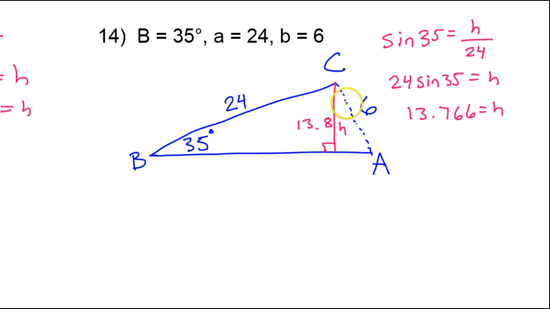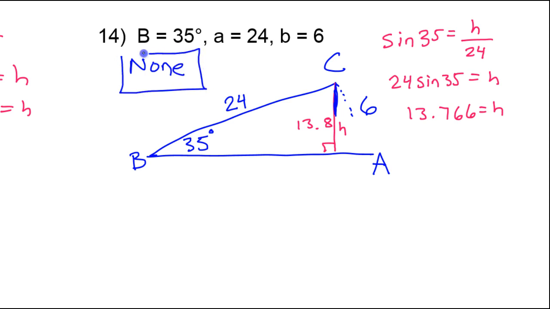Is this swing side long enough to reach? And we see that the answer is no. The swing side is not long enough to reach. The swing side is only a length of 6, while the height is 13.8. So there's no way this tiny little 6 is going to reach all the way and form a triangle. Even if we put it straight down, which will come the closest, 6 is less than half of this. So if I try to stretch this 6 down, it's only going to go less than halfway down, and it will not reach the ground. It will not reach the other side. So it cannot form a triangle. So the answer to number 14 is none. 0 triangles can be formed.